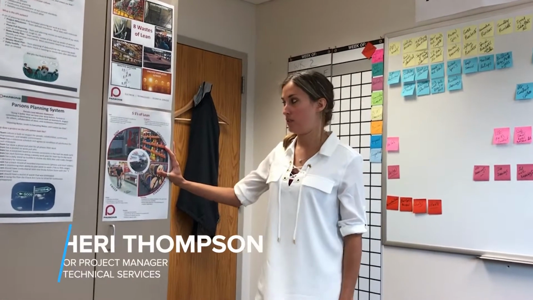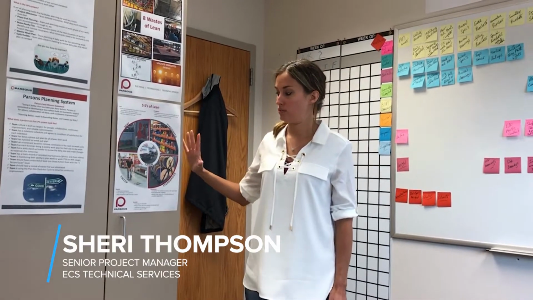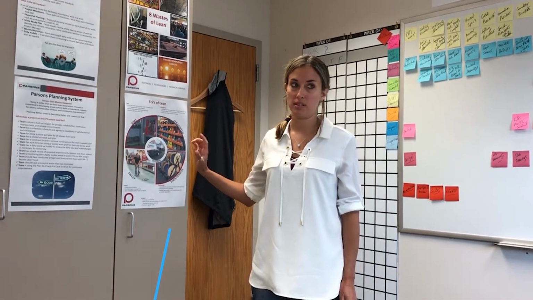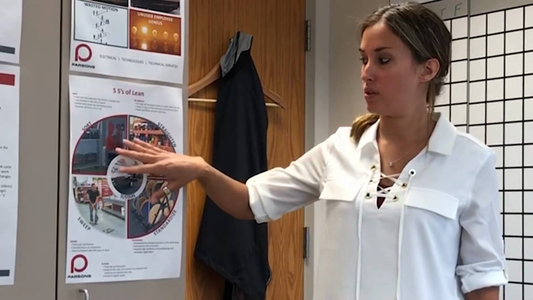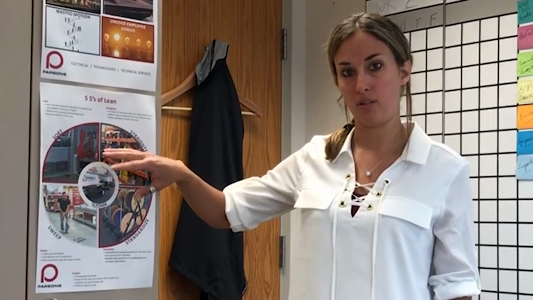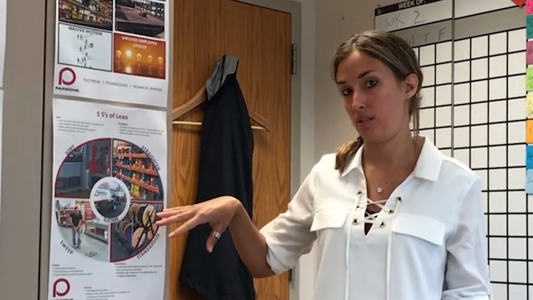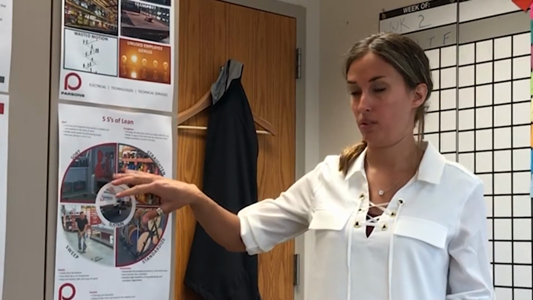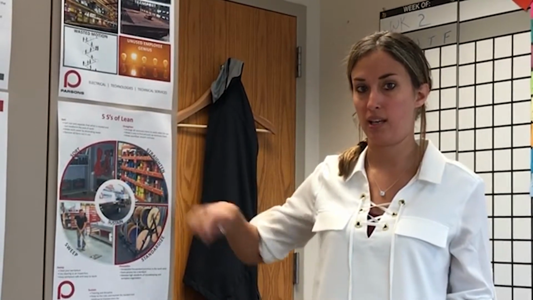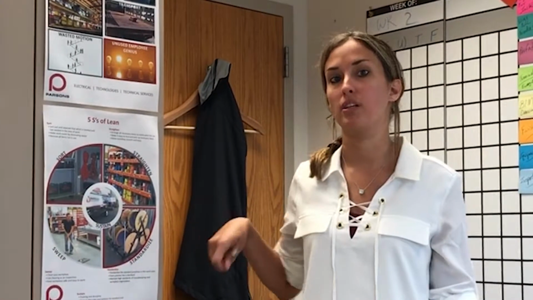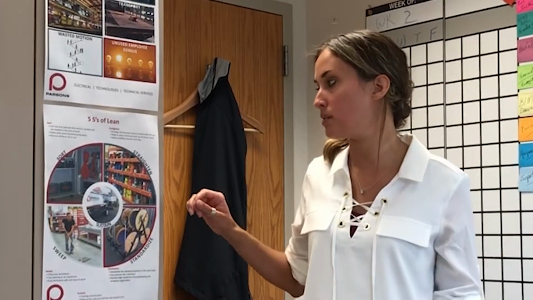The 5 S's of lean. That's sort, straighten, sweep, standardize, and sustain. Sort is going through an area and separating what's needed for that space and what's not. A lot of times we use something called red tagging, where you're tagging everything that doesn't belong. You're not necessarily moving it right then and there, but you've marked it as something that needs to get out of your space.